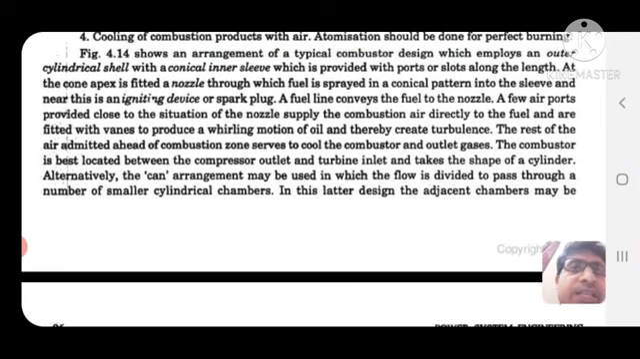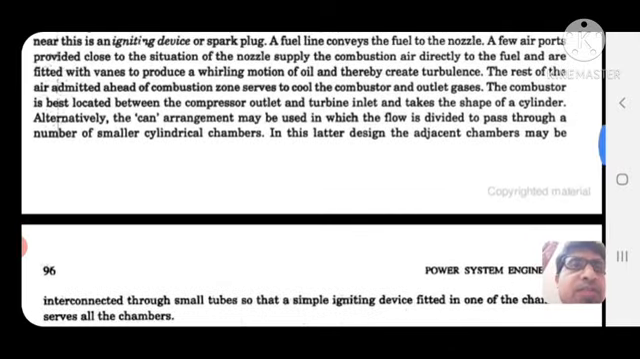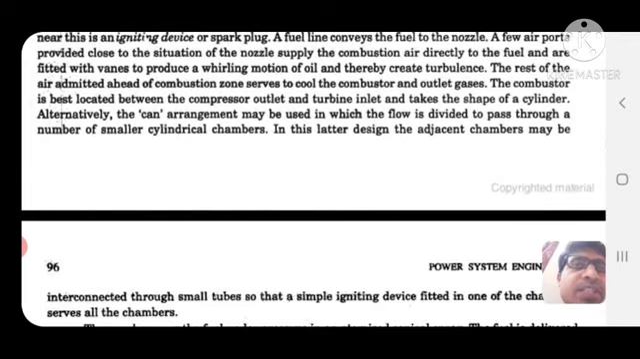The rest of the air admitted ahead of the combustion zone serves to cool the combustor and outlet gases. The combustor is best located between the compressor outlet and turbine inlet and takes the shape of a cylinder.